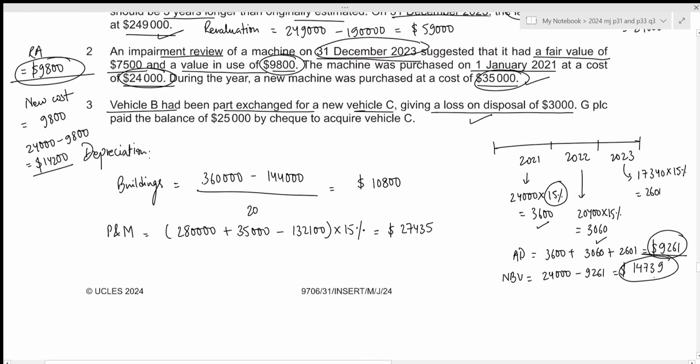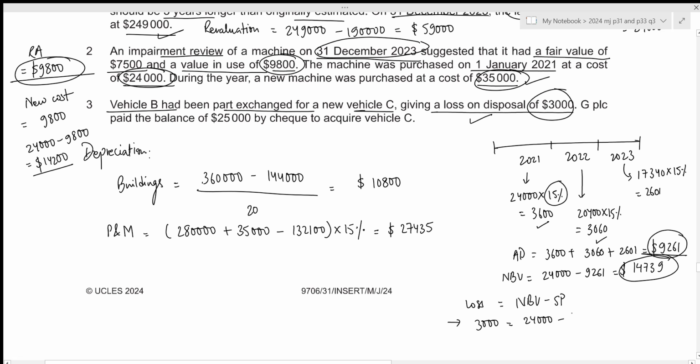Okay. Now, let's use the loss on disposal. We know that loss occurs whenever the net book value is higher than the sales proceeds, right? And in this case, we have a loss of 3,000. We calculated the net book value to be 24,000. We're trying to calculate the sales proceeds. So the sales proceeds will be 24,000 minus 3,000, which results in 21,000.